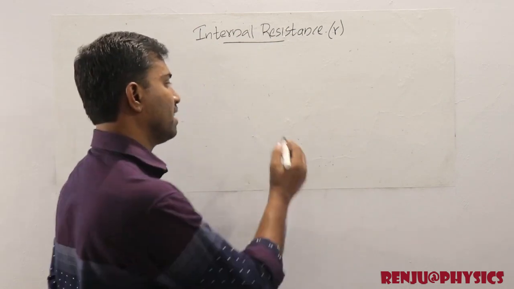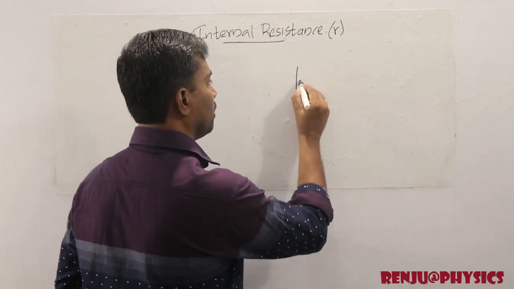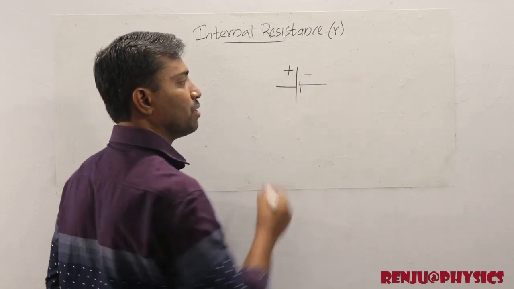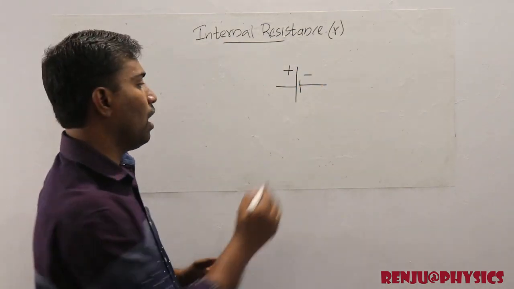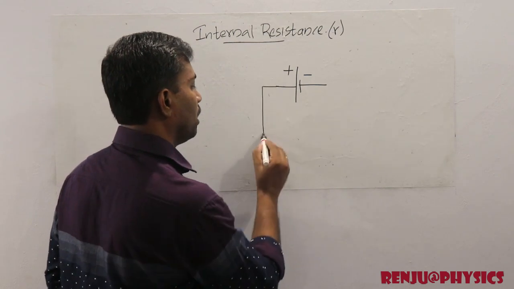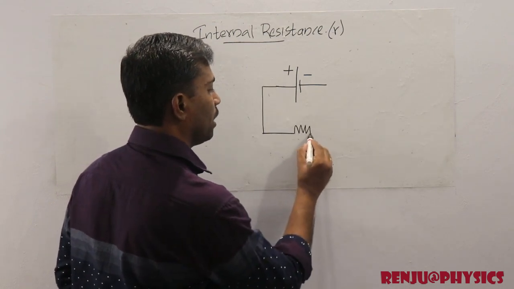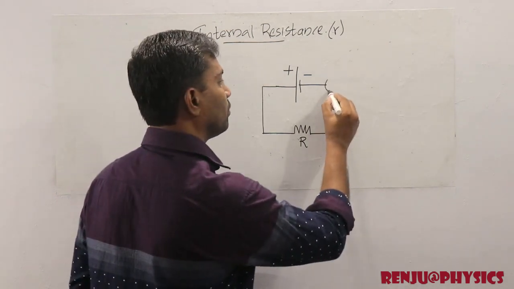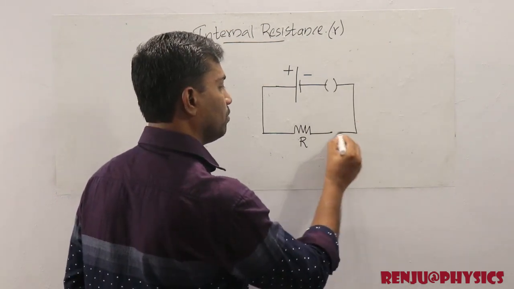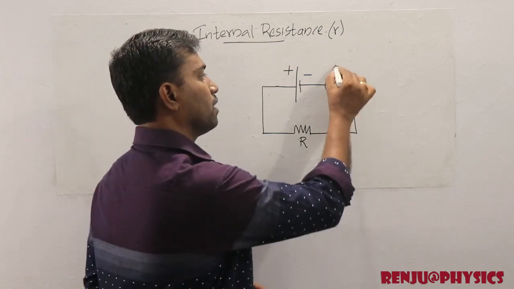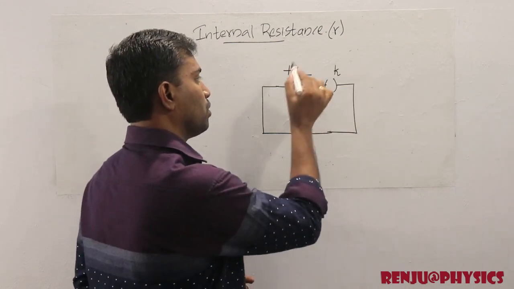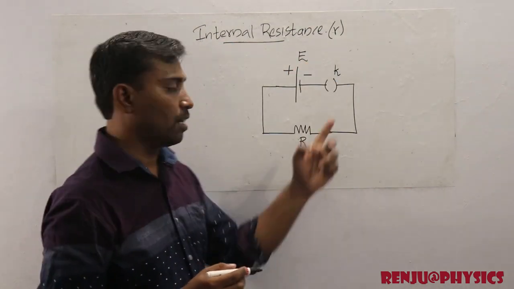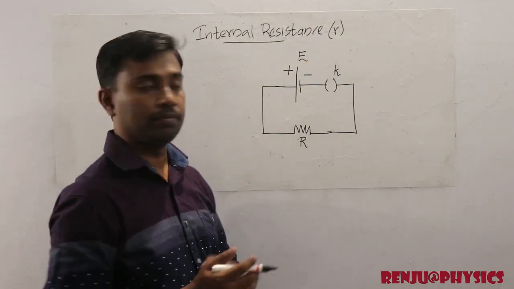So we consider a cell. This is the cell, with a positive terminal and a negative terminal, and it is connected to an external resistance capital R through a key. Here K is the key, and E is the EMF of the cell. It is connected to an external resistance R.